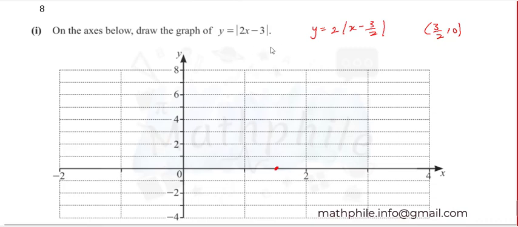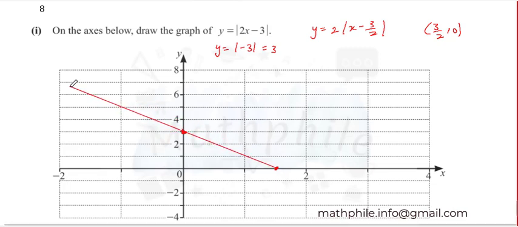For the y-intercept, x equals 0. So wherever you see x, you put 0 over there. y is equal to the modulus of negative 3, which is going to be equal to 3. Because if this is 0, you get 0 minus 3, which is negative 3. So let's indicate our 3. This is our 3. Then we draw our first line to pass through these two points.